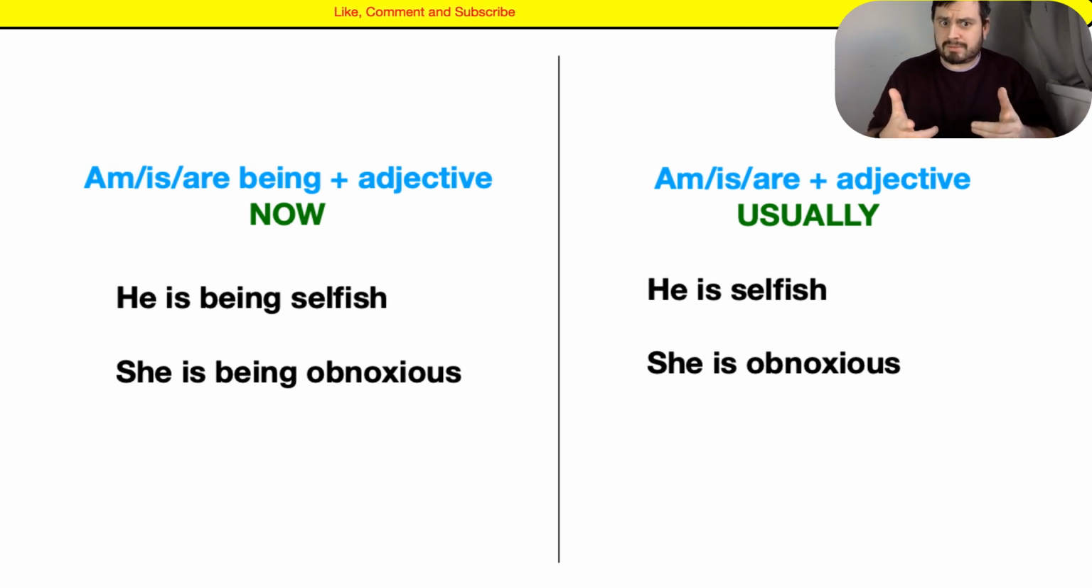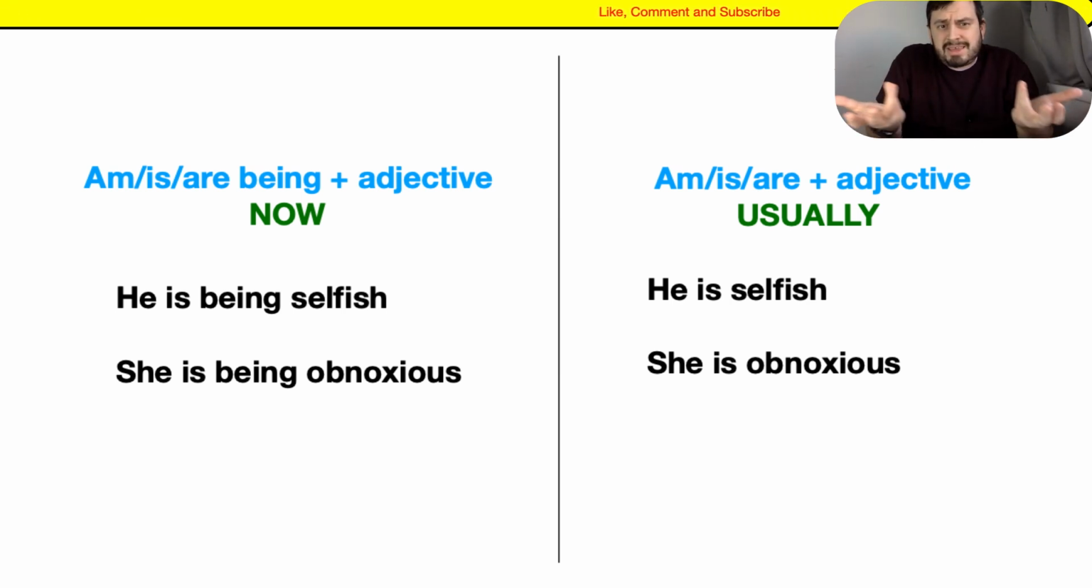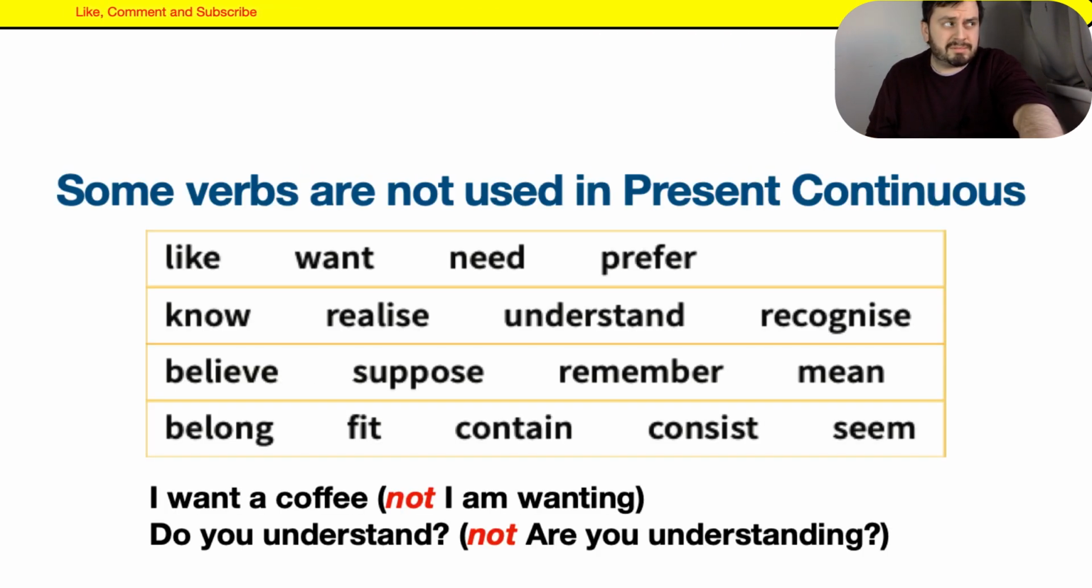Obnoxious. It's a good word, right? Obnoxious is like annoying, childish. And if somebody is being obnoxious, they are being obnoxious now. However, when we say she is obnoxious, again, like the previous example, we're saying that's how she generally is. She's just generally obnoxious. Don't talk to her.